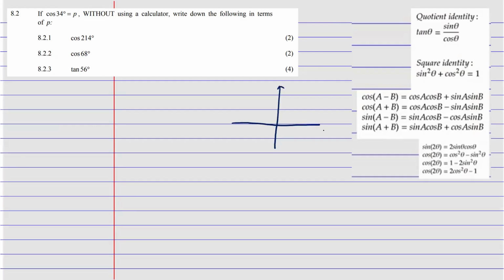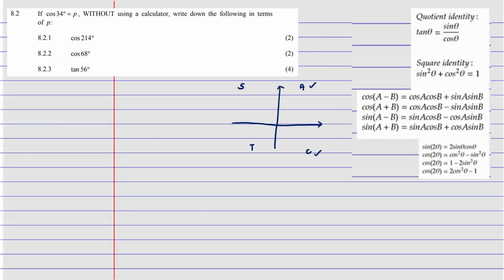So we know that this is going to be All Students Take Coffee. So from this, we see that cos 32 is equal to P. P is positive, so we ask ourselves, where is cos positive? Cos is positive in the first and in the fourth quadrant. Does everyone agree with me?